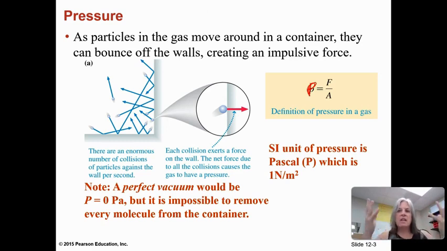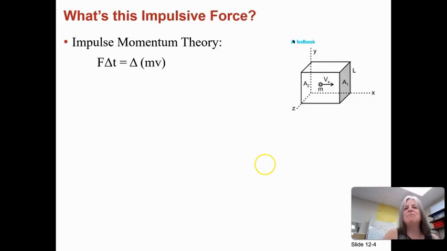Now, what this means is the only way to have zero pressure is to have zero molecules, right? Because then there's nothing to bounce off the walls. But could you imagine trying to remove every single molecule from a container? It's not very easy. In fact, it's almost impossible. So to get a perfect vacuum of 0 pascals, it's not really easy to do.